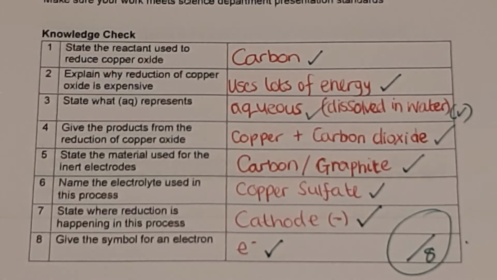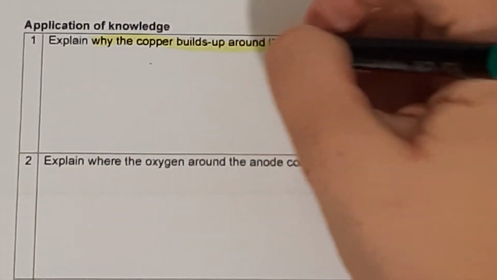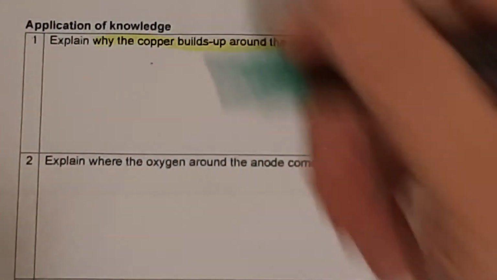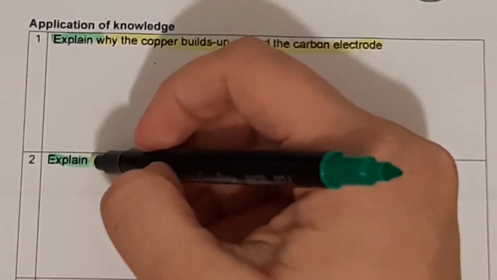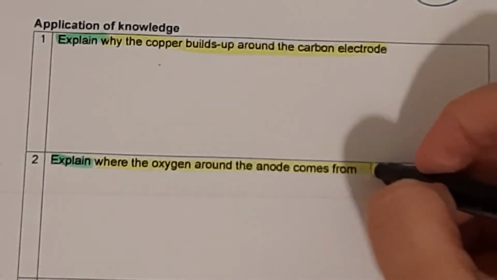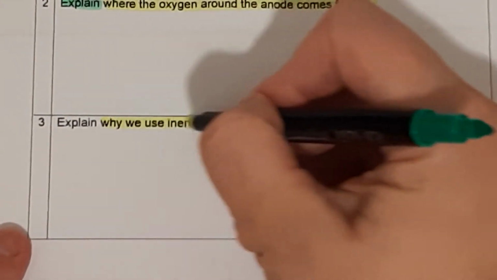And we're going to move on now to the application knowledge on page 38 as well. Okay, so there are 3 questions. Question 1, explain why copper builds up around the carbon electrode. So that's an explain question. Question 2, again, explain where the oxygen around the anode comes from. And question 3, explain why we use inert electrodes.